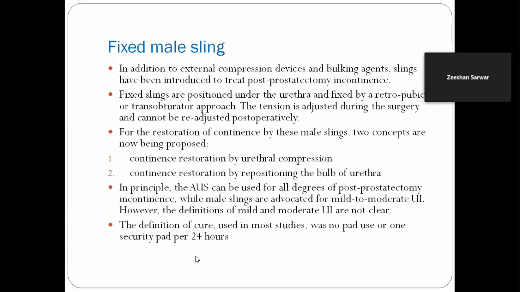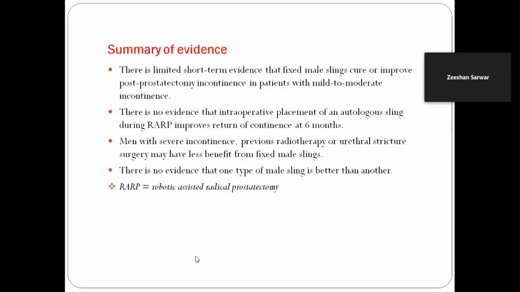In principle, the artificial urinary sphincter can be used for all degrees of post-prostatectomy incontinence, while male slings are advocated for mild to moderate urinary incontinence. However, the definitions of mild to moderate urinary incontinence are not clear. The definition of cure used in most studies was no pad use or one security pad per 24 hours. There is limited short-term evidence that fixed male slings cure or improve post-prostatectomy incontinence in patients with mild to moderate incontinence.